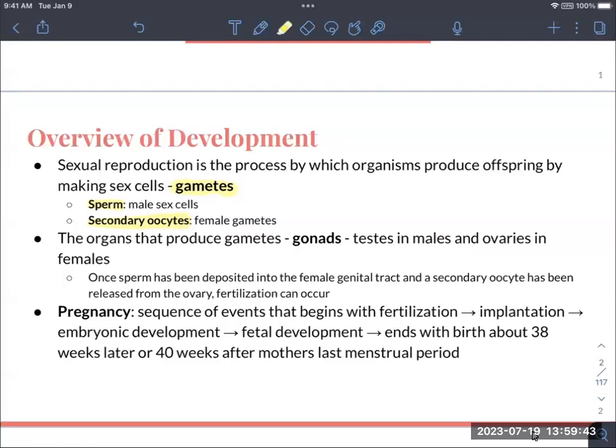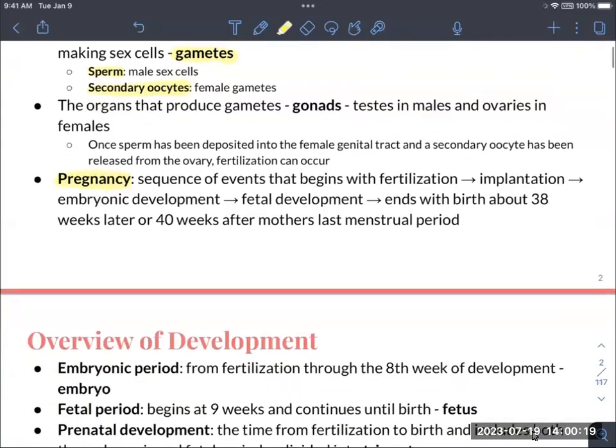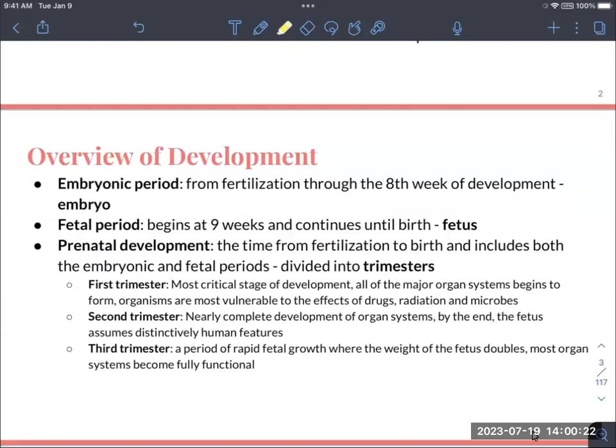Pregnancy is all of the events that happen between fertilization, implantation, embryonic development, and fetal development, and it ends between 38 to 40 weeks later with delivery. They usually count 38 to 40 weeks after the mother's last menstrual period to determine a baby's due date. So that embryonic period is going to be from fertilization through the 8th week.